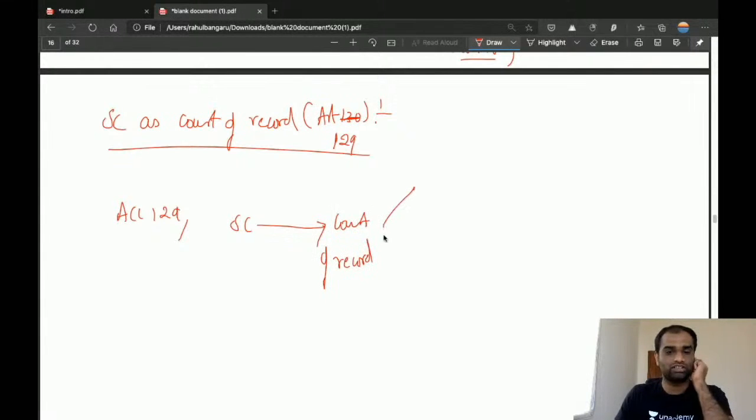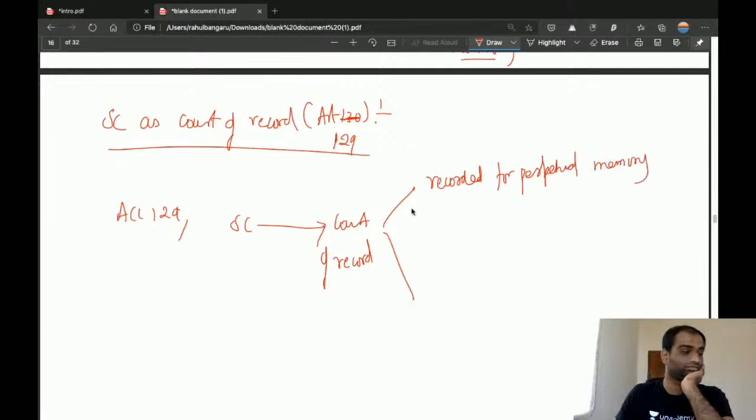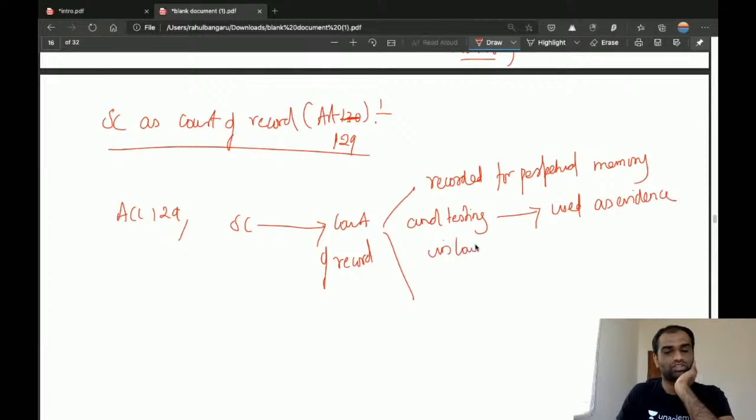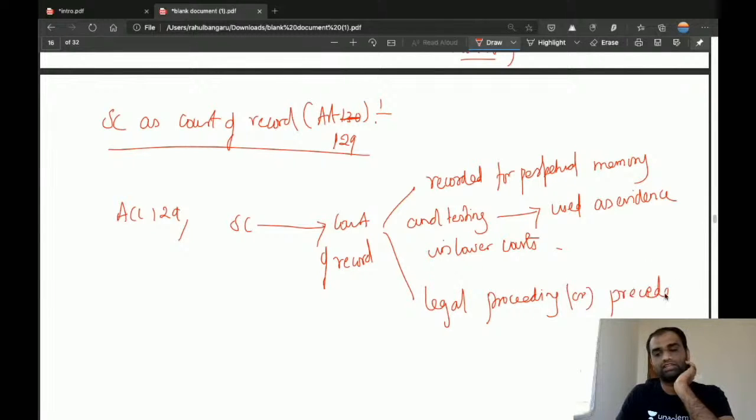What is the meaning of court of record? It means that Supreme Court judgments are recorded for perpetual memory and testimony, and they are also used as evidence in lower courts. And then a Supreme Court judgment will be treated as a legal precedent. So this is the power of court of record of the Supreme Court.